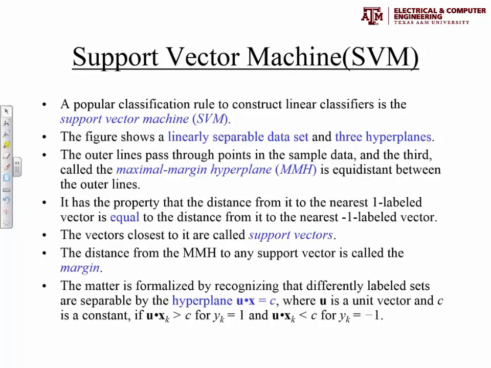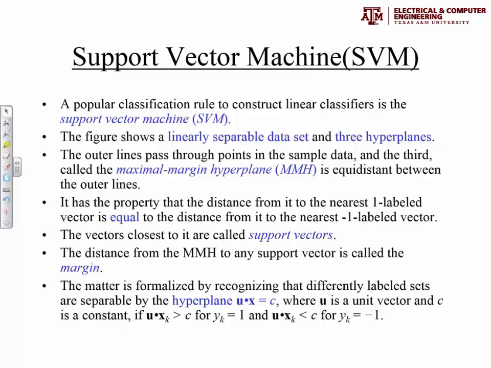So let's just go through the text. The figure shows a linearly separable data set and three hyperplanes. The outer lines pass through points in the sample data, and the third, which is called the maximal margin hyperplane, is equidistant between the outer lines. The outer lines are going through the support vectors. The line in the middle has the property that the distance from it to the nearest one-label vector, here it was solid and circular dots, one of them you label as 1, the other one you label as 0.